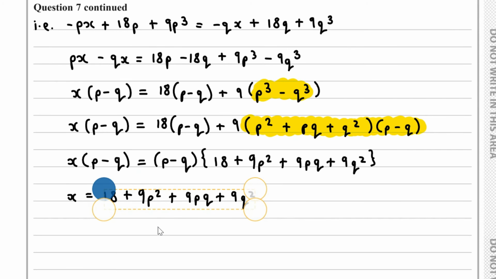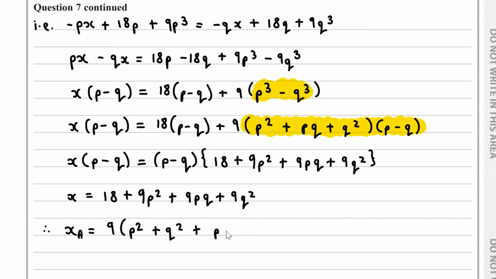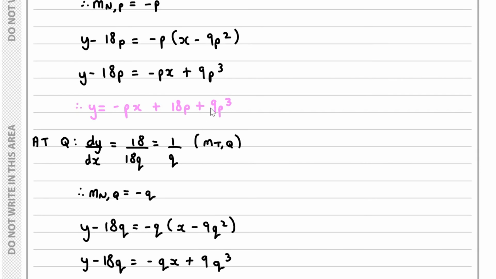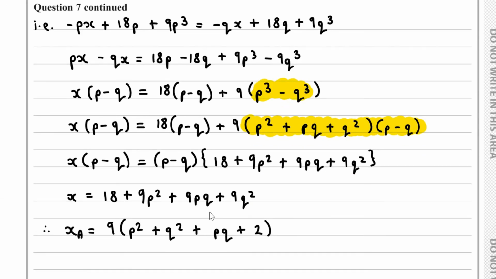So now what we're going to do is factorize out a 9 from every term. So therefore, xa will equal 9 lots of p squared plus q squared plus pq plus 2. So that's the x coordinate of A. And now what we can do is find the corresponding y coordinate by substituting into either this or this.